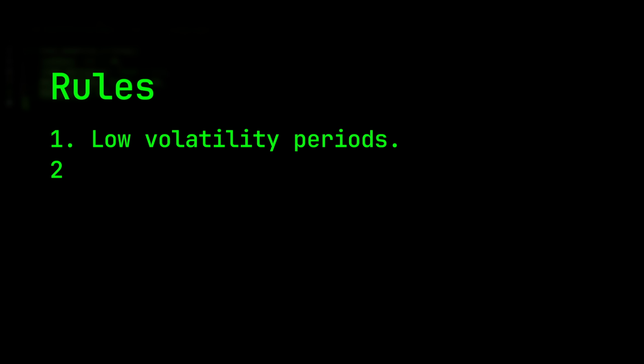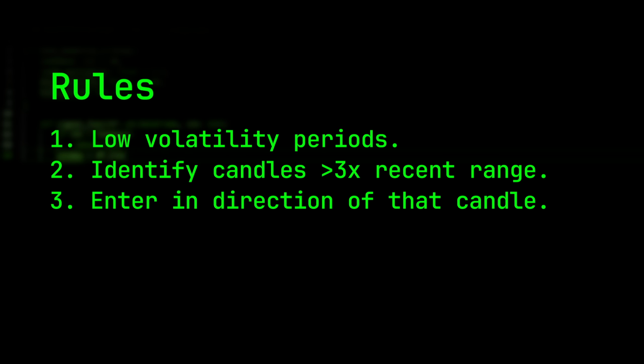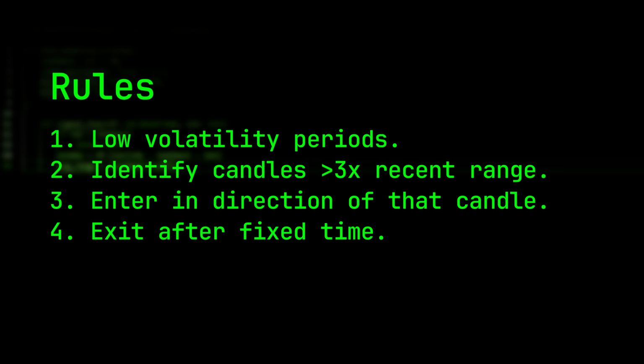We define sideways markets as low volatility periods. Identify candles that are larger than 3 times the recent average range, and then enter in the direction of that candle. Then we exit after a fixed time window. Again, the results do not show a persistent edge.